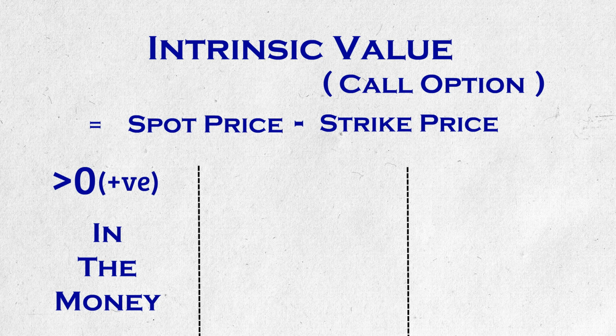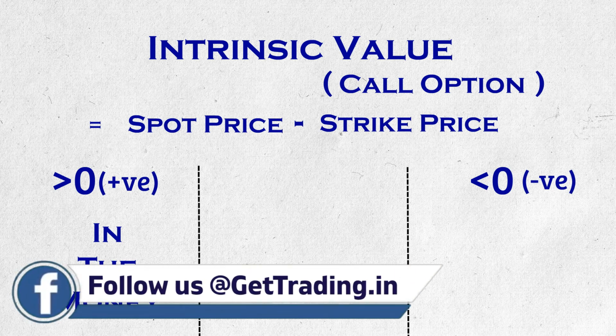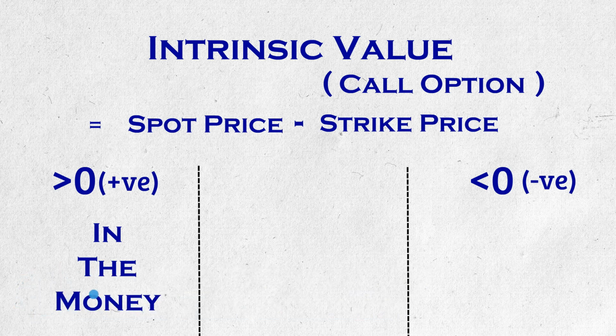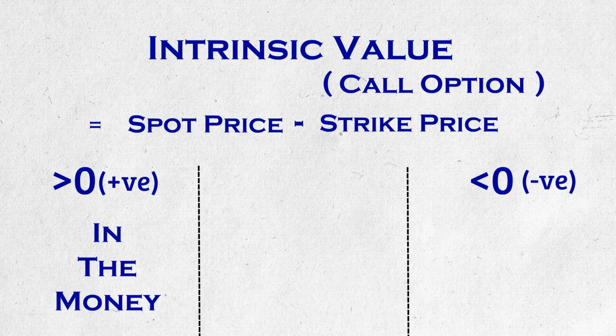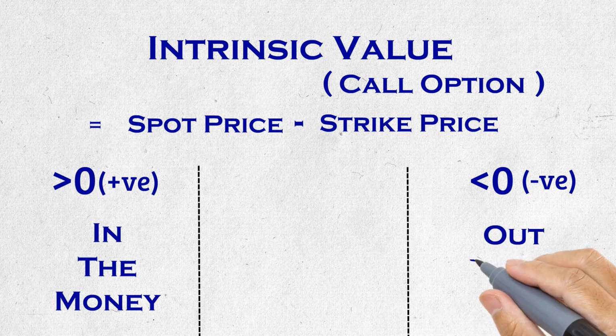If spot price minus strike price is less than 0, that is a negative value. What does this mean? Let us suppose we give the buyer the obligation to exercise the contract right now. The option buyer will be in loss, right? So, money is going out of the option buyer. And so, at these strike prices, we can say that the call option is out of the money.